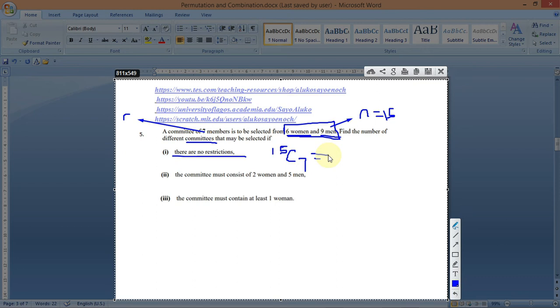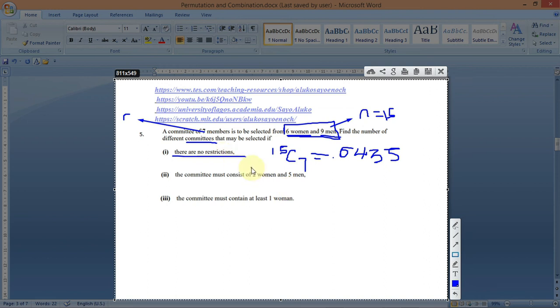So I can use my calculator now. 15 combination 7. Let me do that again. 15 shift combination 7. Yes, 15 combination 7 is 6435. So 6,435 ways. Then the committee must consist of 2 women and 5 men.